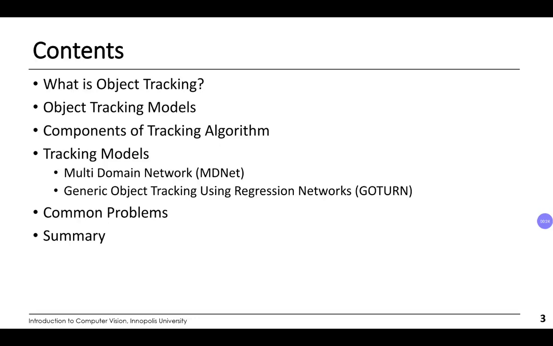And now let's move to the agenda. We are going to talk about object tracking. What are object tracking models? How many components do we have in tracking algorithms? And when we are talking about the tracking models, today we will talk about multi-domain network and GOTURN. After these two models, we will talk about the common problems. These problems are already known to you, but we will recap them, and finally I will summarize today's lecture.